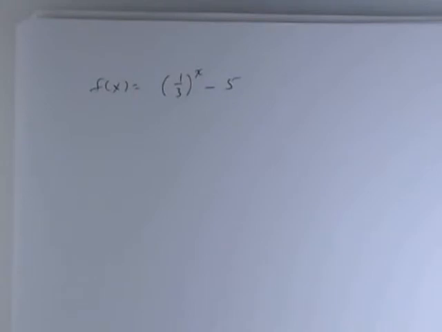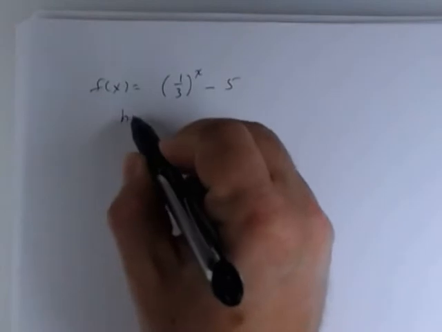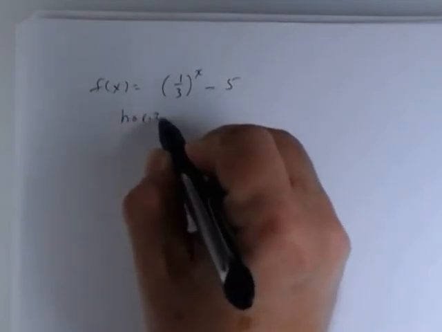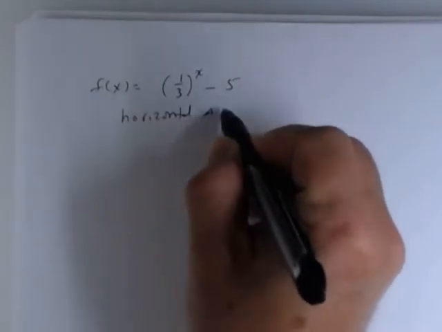No, that's not a coefficient. That's a base. So 3 is the base in the previous one. 1/3 is the base here. Everything else is the same. So my horizontal asymptote is the same. What's the horizontal asymptote? Negative 5. So my horizontal asymptote is, now this will say negative 5. What do you have to say? Y equals.